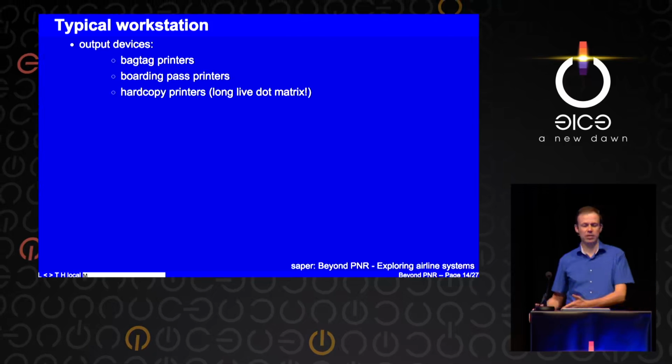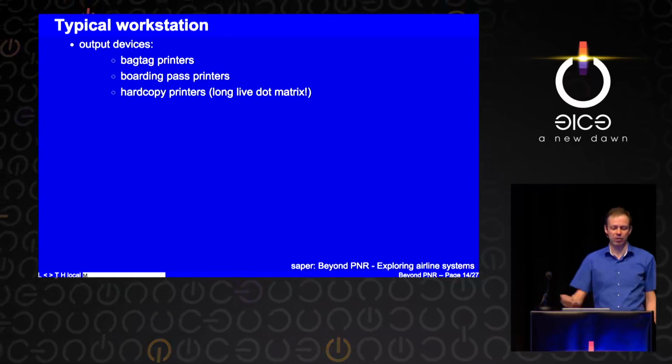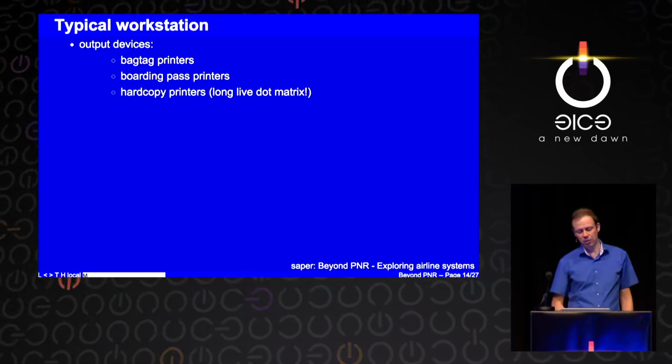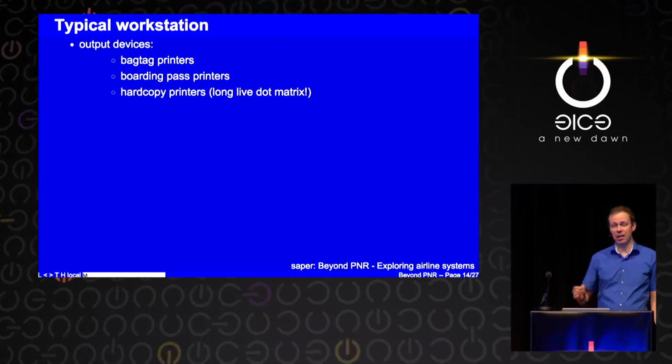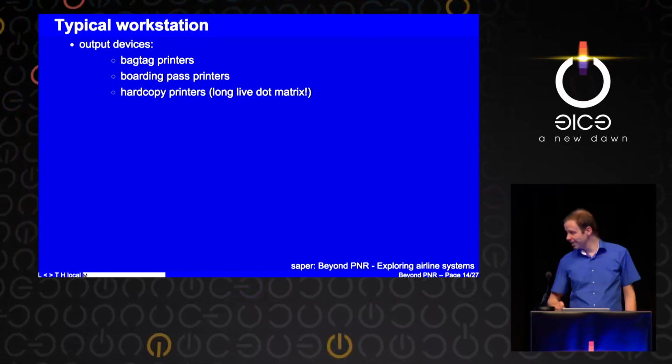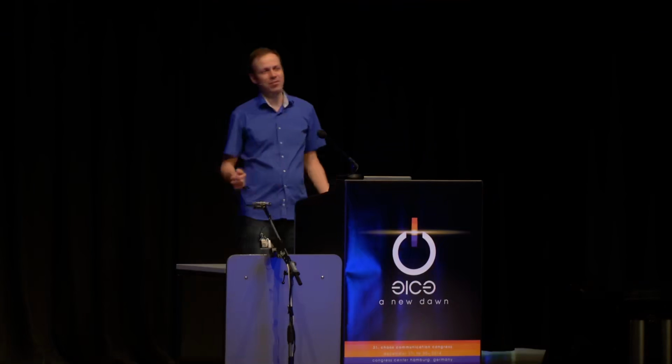It's backpack printers, so the thing you put on your bag, the boarding pass printers, hard copy printers, and I tell you, long live dot matrix printers. I've seen the young agents coming to work after training, they see those things which I remember from my high school, and it's like, what? What is this?